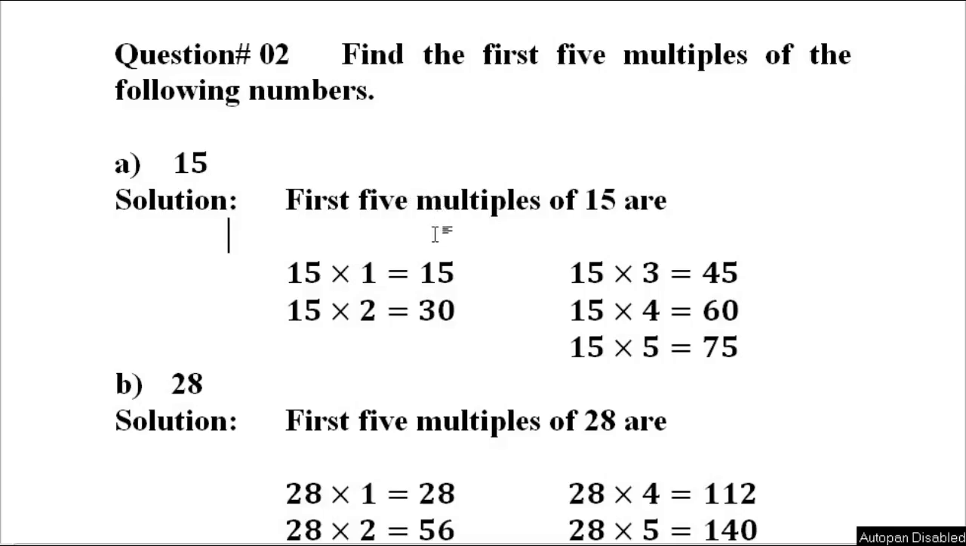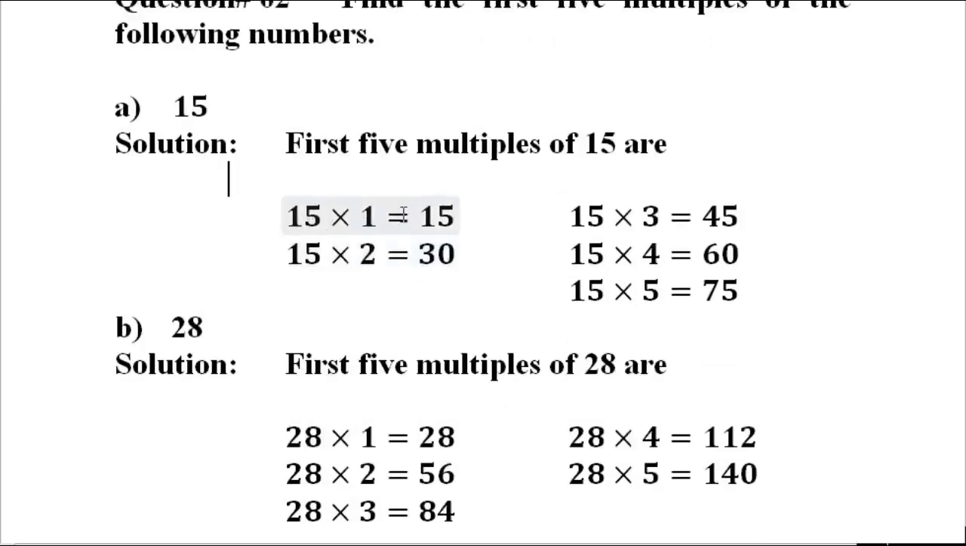To find the first 5 multiples of 15, I'll multiply 15 by 1, 2, 3, 4 and 5. So 15 times 1 is 15, 15 times 2 is 30, 15 times 3 is 45, 15 times 4 is 60 and 15 times 5 is 75. So these are the first 5 multiples of 15.